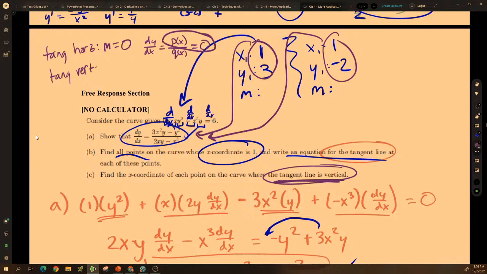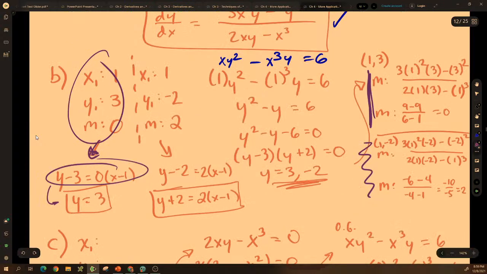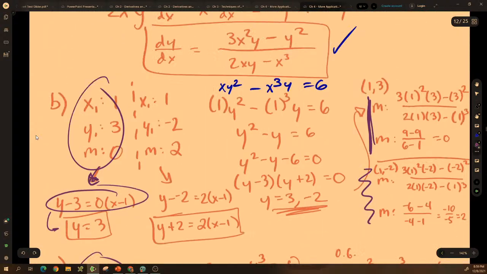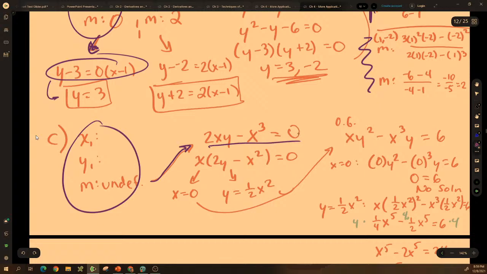For a vertical tangent, that's when I have an undefined slope. So I have dy dx equals p of x over q of x. This time it's going to equal undefined, but what we can do is set the denominator to 0. That will give us undefined. So what we want to do is write out our x1, our y1, and our m, as I did here. And then for the undefined, what that means is the denominator is 0. Well, coming back up here, the denominator is 2xy minus x cubed. We're going to set that equal to 0.